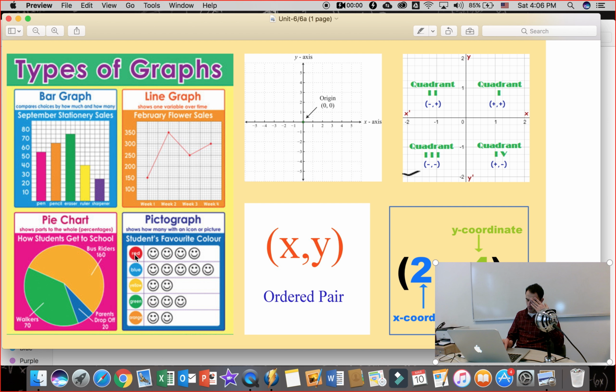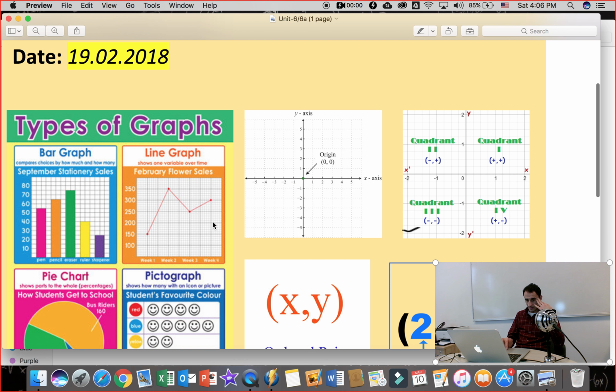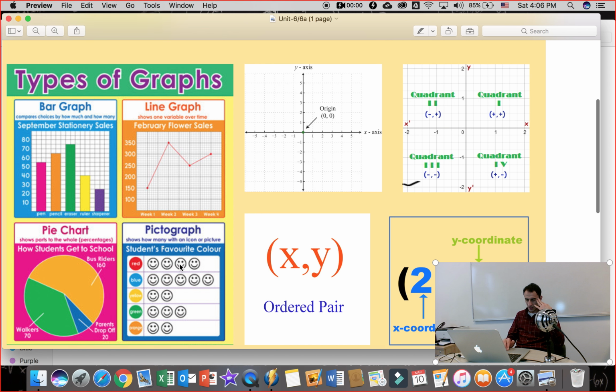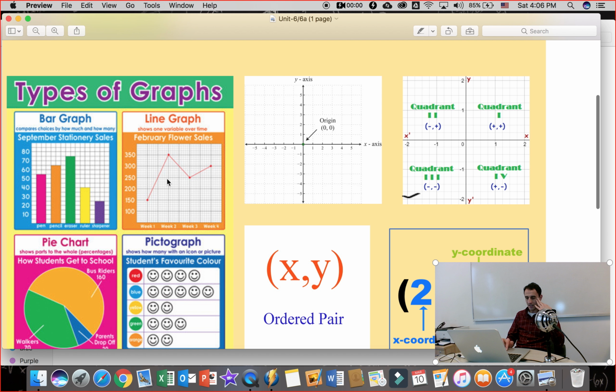We'll focus on line graphs. Here we have bars, here we have a pie, here we have a picture, and here we have a line. It doesn't matter what kind of line we have. It can be a curve or a straight line. So it's not a problem. If you have a line, this is a line graph. We'll focus on this part of graphs, the line graph, in unit number 6.